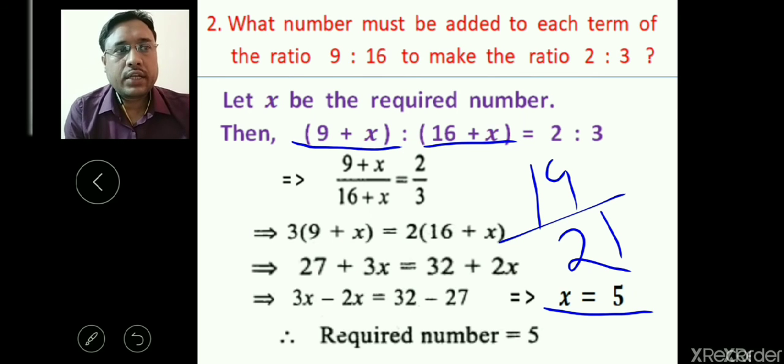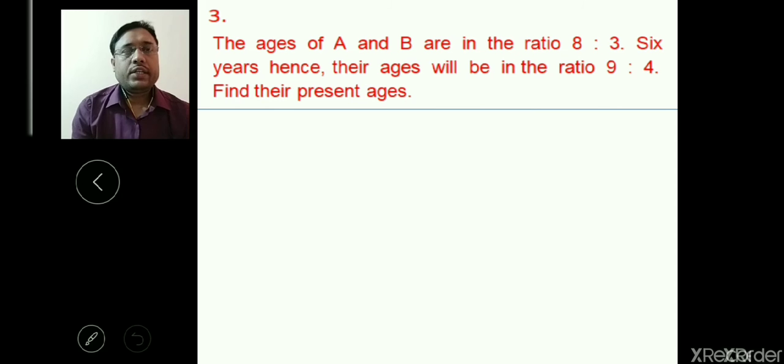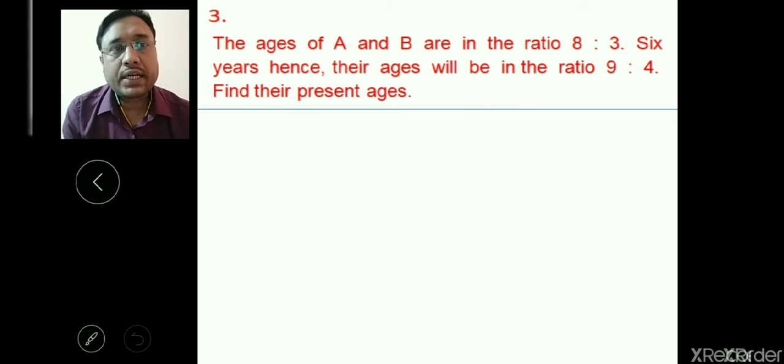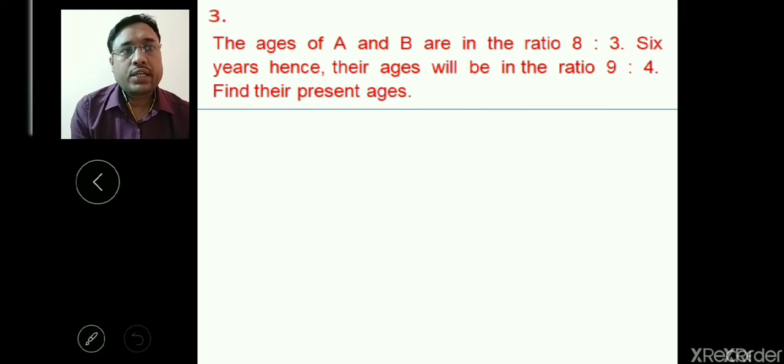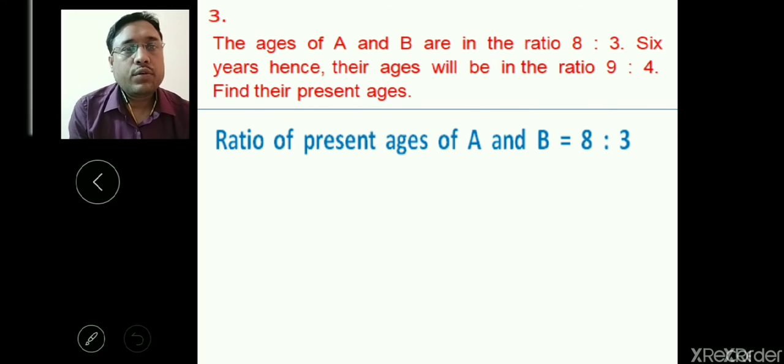Okay students, next: the ages of A and B are in the ratio 8 is to 3. 6 years hence, means after 6 years, their ages will be in the ratio 9 is to 4. Then find their present ages. It is given in the question that the ratio of present ages of A and B, the two persons here, is 8 is to 3.